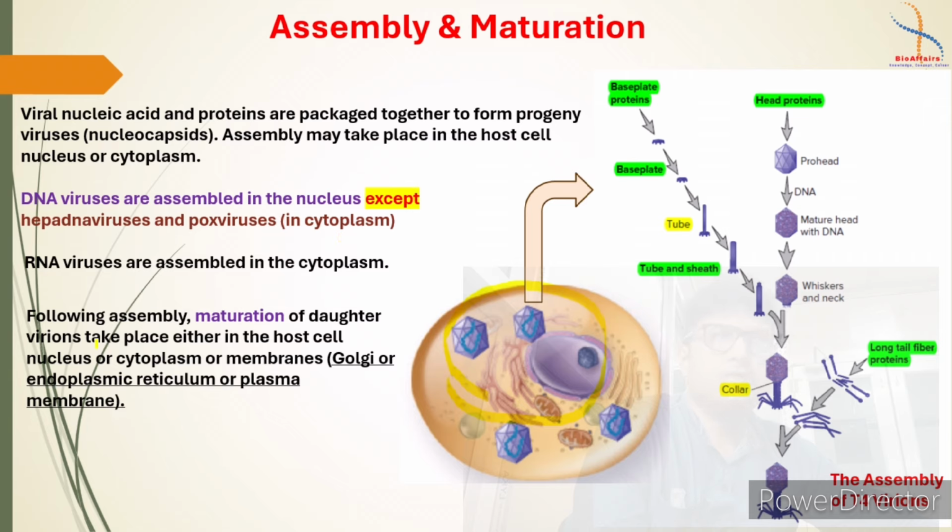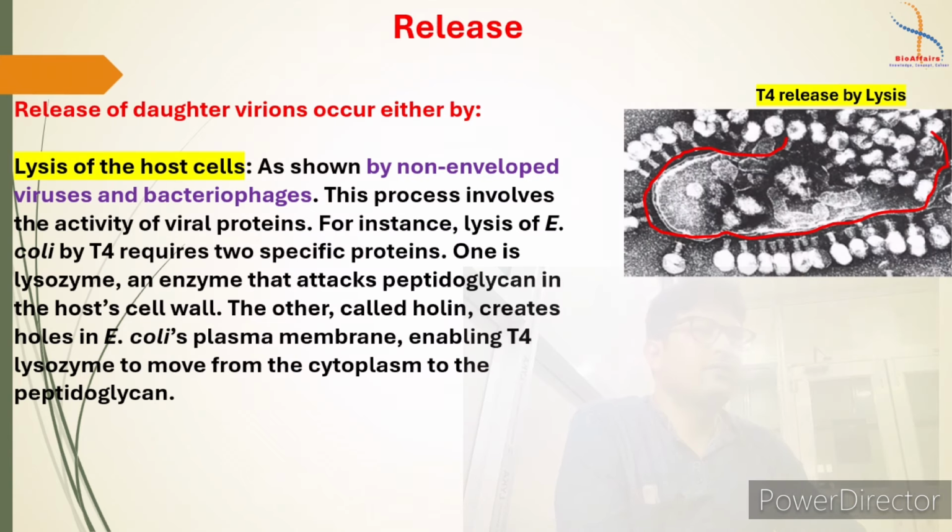Now the maturation of daughter variants takes place either in the host cell cytoplasm, nucleus, or membranes of Golgi and endoplasmic reticulum, or the plasma membrane. Anywhere it can mature. Suppose some parts are in the cytoplasm, some parts are incorporated into the cell membrane, some parts in the Golgi apparatus, but from there every part will be assembled. Okay. So mostly the plasma membrane contains some of their parts, because during release from the cell, the virus will contain it as an envelope. Okay. Or when it is releasing through the endocytic mechanism, it will get some membrane. Right. And the final step is the release.